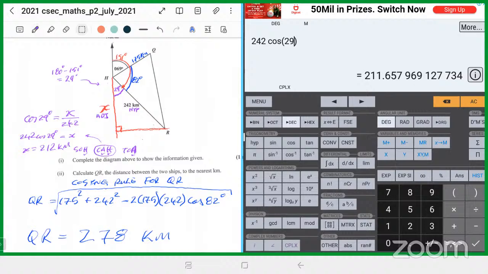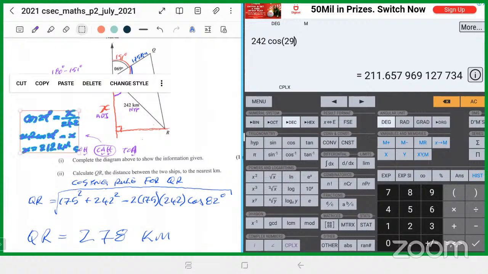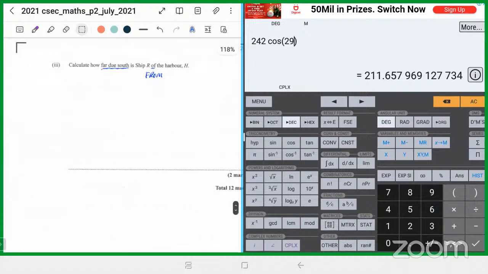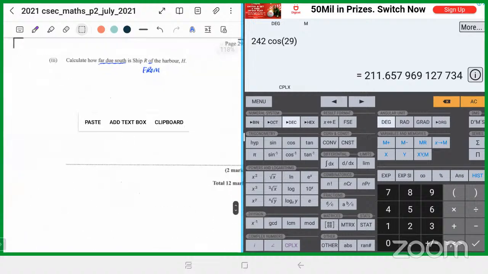And then I just need to copy this down. Copy that down, and paste it down here. And that's my work.